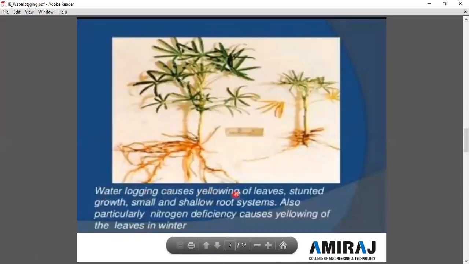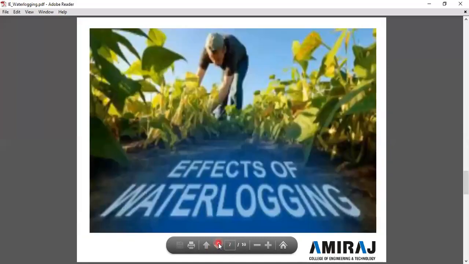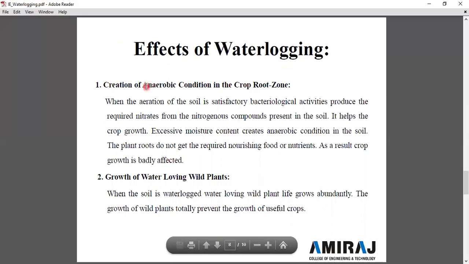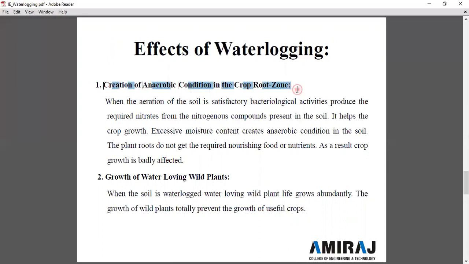Waterlogging causes yellowing of leaves, stunted growth, and a small and shallow root system. Also, nitrogen deficiency causes yellowing of the leaves in the winter. So there are different types of effects of waterlogging. The first one is the creation of anaerobic condition in the crop root zone. When the aeration of the soil is satisfactory, bacteriological activities produce the required nitrates from the nitrogen compounds present in the soil. It helps the crop growth.